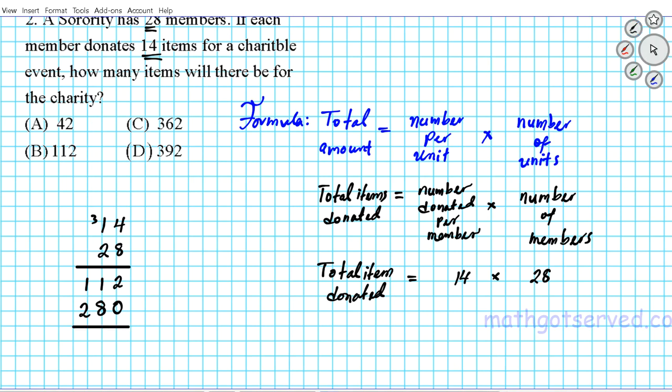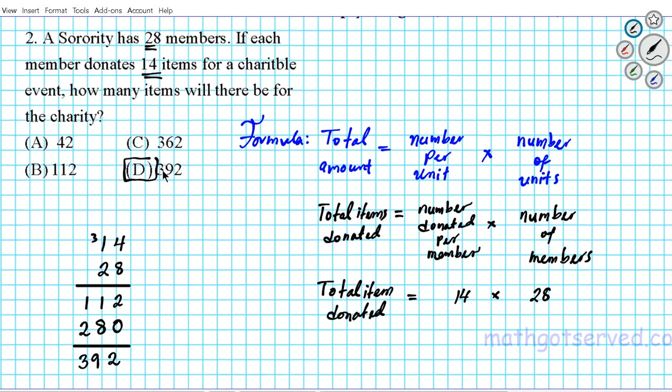Now after multiplying, you're going to add it up. And then you're going to have 392. That's the total number of items that were donated to the charity by the sorority. So our answer to number 2 is option letter D. So this is basically how you multiply a 2-digit integer by another 2-digit integer.